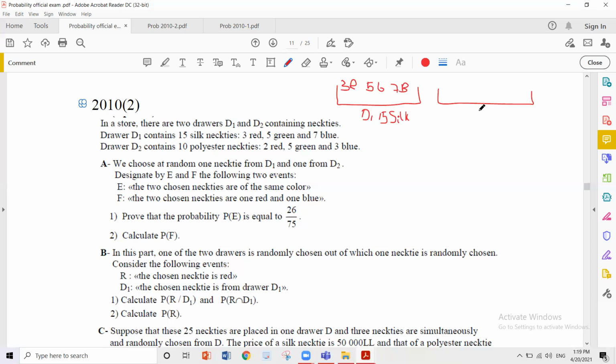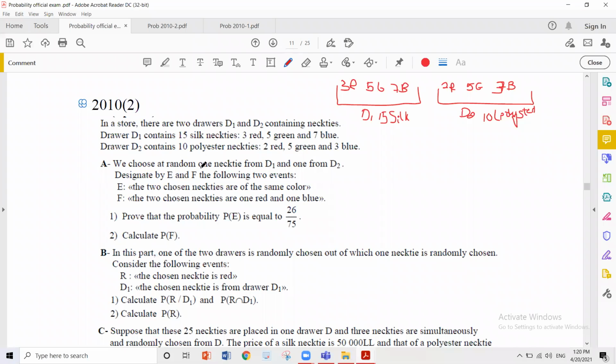The other drawer, D2, contains 10 polyester neckties. Their colors are 2 red, 5 green, and 3 blue. So this is the description.